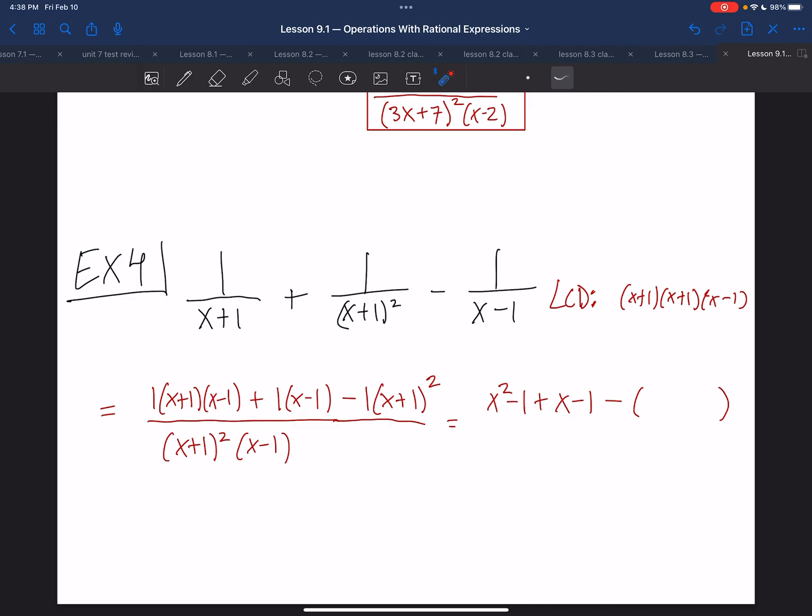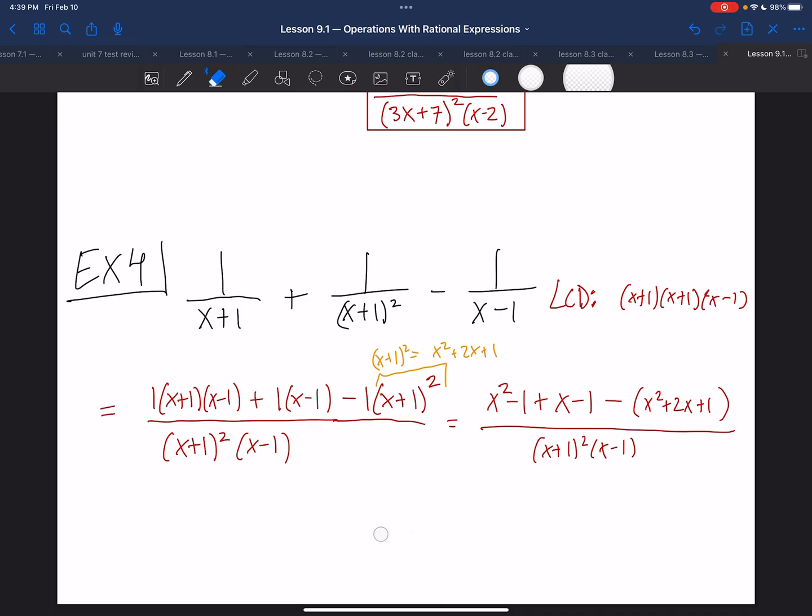So if I expand x plus 1 squared, it is x squared plus 2x plus 1. So that's actually what I'm subtracting here, x squared plus 2x plus 1, all over x plus 1 squared times x minus 1. Okay, let's combine like terms. I might need more space actually, let me go left.